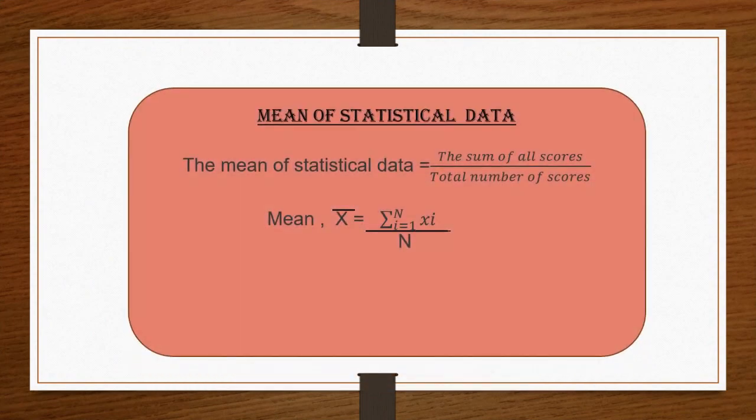Mean of statistical data, that is the average of statistical data, is equal to the sum of all scores upon the total number of scores. The mean is represented by the letter x bar equals sigma i equals 1 to n, xi upon n. Sigma i equals 1 to n, xi means x1 plus x2 plus x3 plus etc. plus xn, upon n.